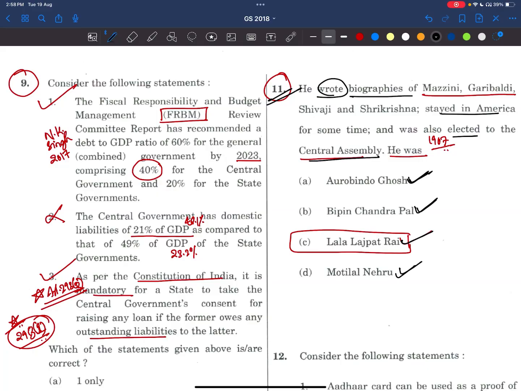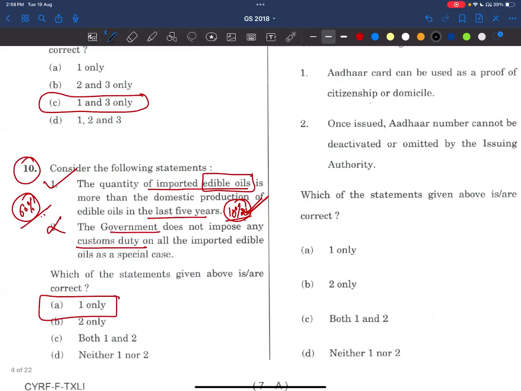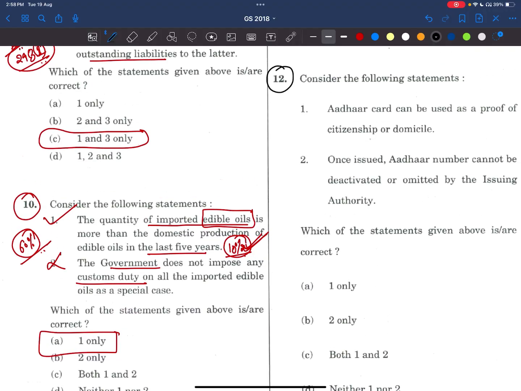Now, coming to the 12th question. Consider the following statements. Aadhaar card can be used as a proof of citizenship or domicile. We know this is not a proof of citizenship or domicile. Next, once issued, an Aadhaar number cannot be deactivated or omitted by the issuing authority. Then what is the need of creating an Aadhaar number? One may create fake Aadhaar IDs.